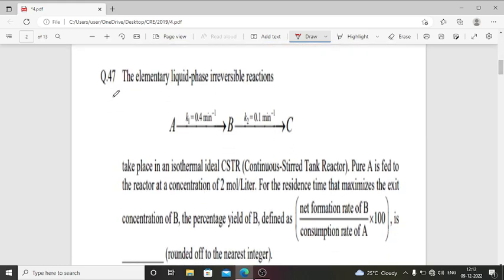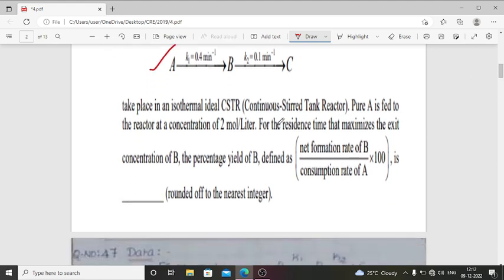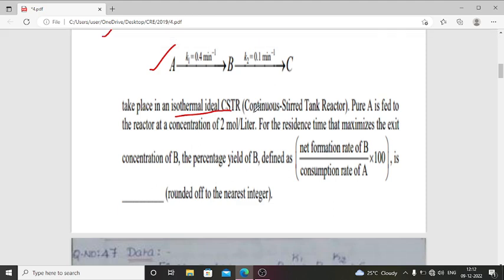Question number 47. The elementary liquid phase irreversible reactions A gives B gives C, with K1 0.4 minute power minus 1 and K2 0.1 minute power minus 1, take place in an isothermal ideal CSTR, a constant temperature continuous stirred tank reactor. Pure A is fed to the reactor at a concentration of 2 mole per liter. So the concentration Ca naught is equal to 2 mole per liter.